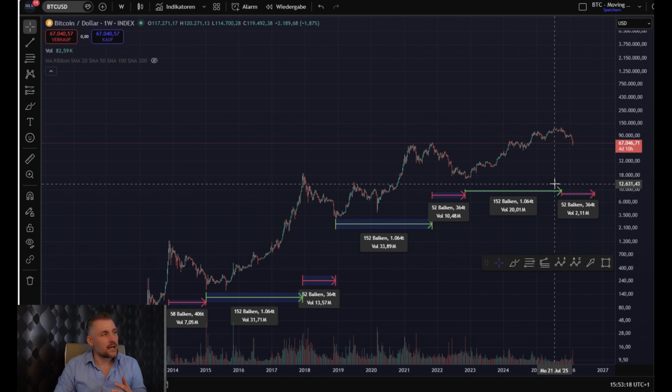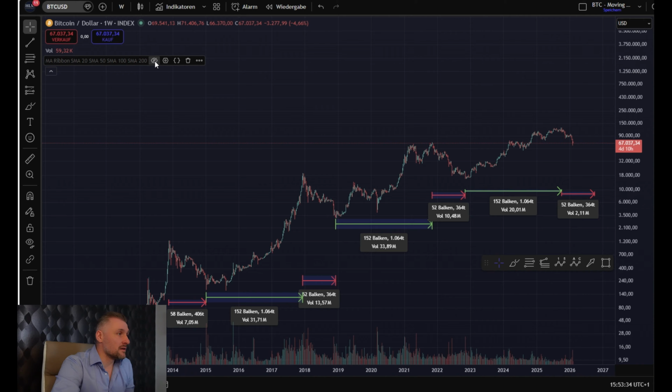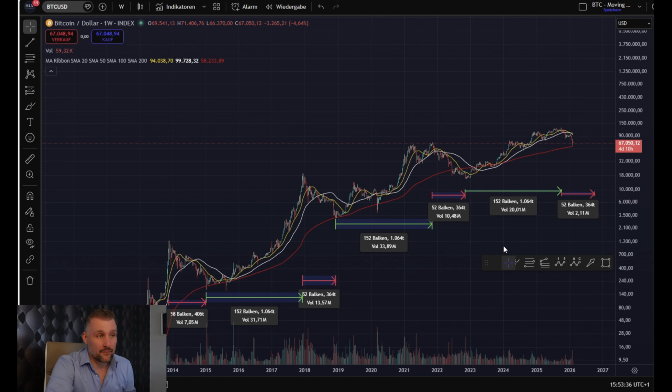But what else can we use now to identify if we are in a corrective phase, or if maybe we can get another high? For that, I would use the moving averages.